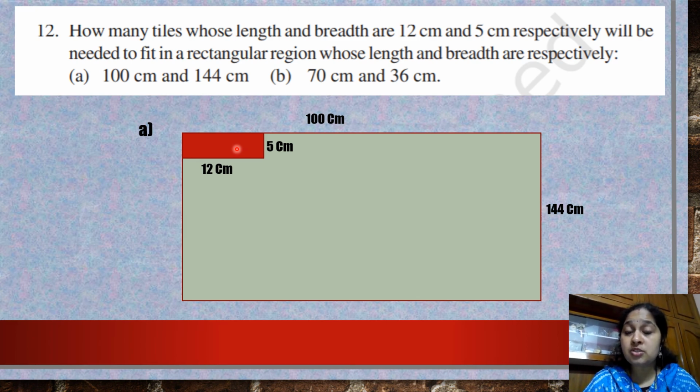So what should we do? We should first find the area of the rectangular region, and then we should find the area of the tile. After finding both the areas, divide the area of the floor by the area of the tile. Then we will get the number of tiles required. So shall we solve this A bit, children? Let's see the steps.